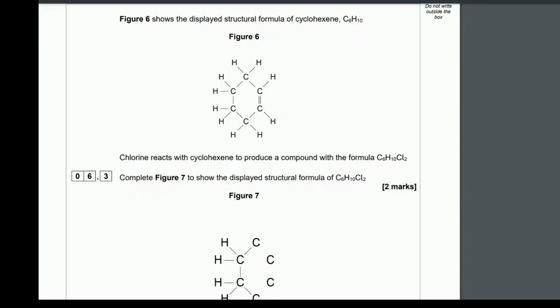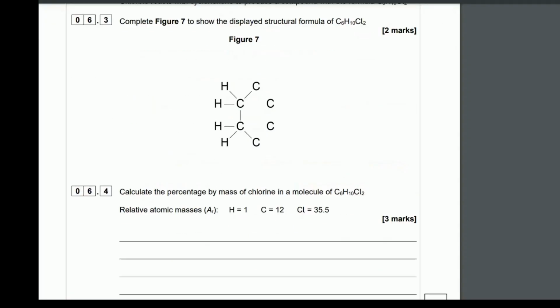Let's go down and have a go at completing this molecule. First of all, we need to get rid of the double bond, and it tells you we need 10 H's. So let's get those 10 H's out. Let's attach the chlorine.